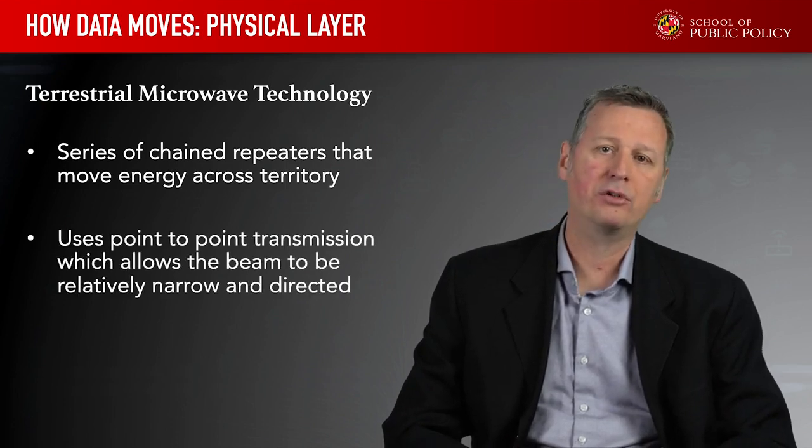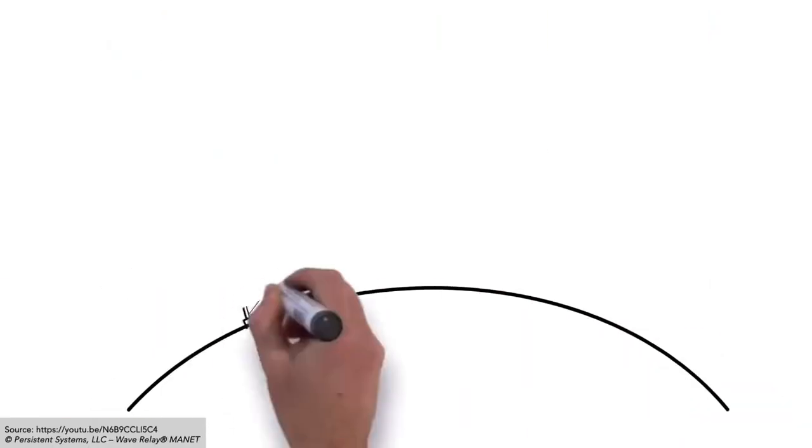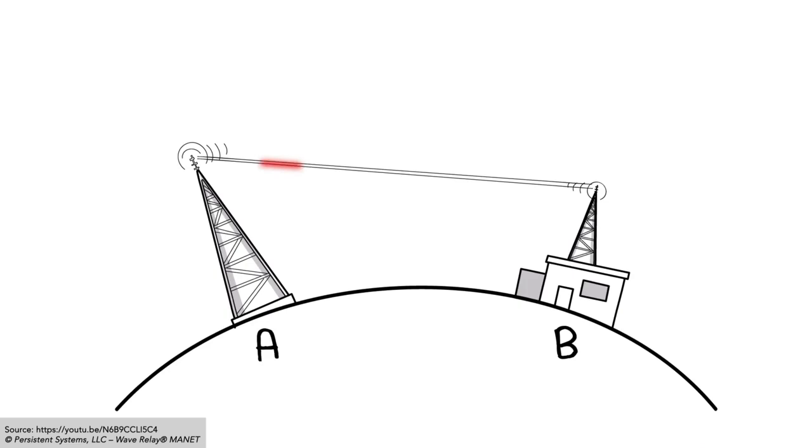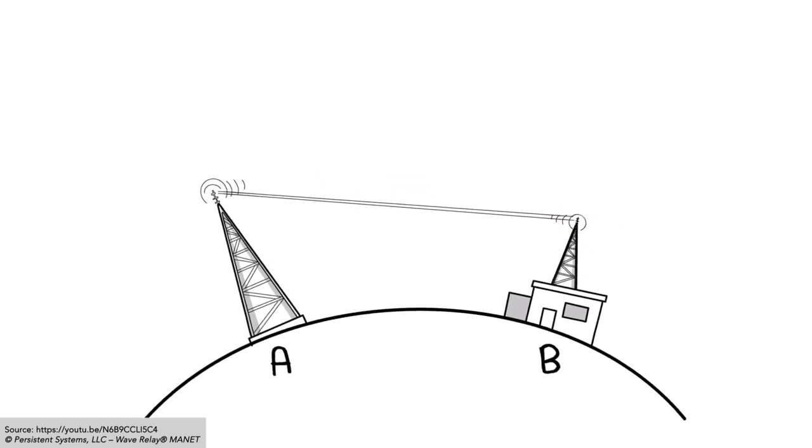The key for terrestrial microwave is that it uses what's called point-to-point technology, meaning that the beam that is transmitted goes from one point of the Earth directly to another point of the Earth. And it has to be what we call in the line of sight.